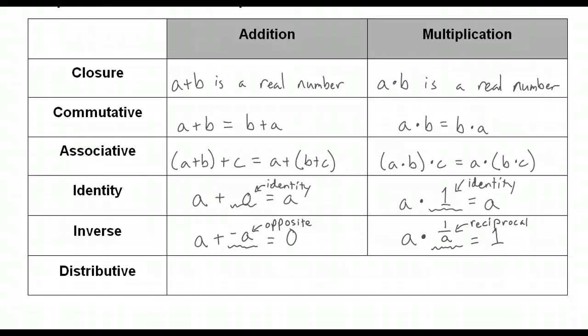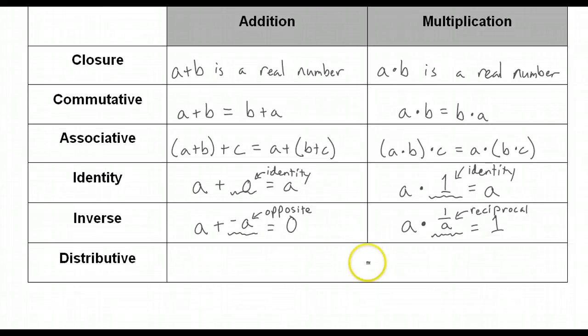And finally, the distributive property. If you notice, the line between addition and subtraction has been taken away for the distributive property, because the distributive property allows me to multiply and add at the same time. If I were to follow the order of operations, I would take b plus c and take a times that answer. Well, the distributive property says, you know what, I can do this problem another way.